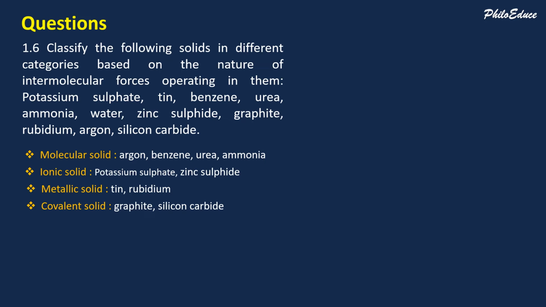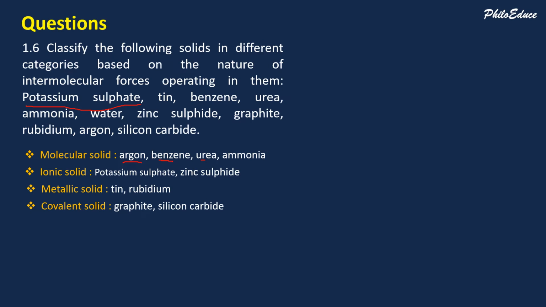In molecular solids, we know that solids like argon, benzene, urea, and ammonia belong to this category, because argon is a non-polar molecule. So it belongs to the non-polar molecular solids. Benzene is a molecular solid, urea is also a molecular solid, and ammonia. In the case of ionic salts, potassium sulfate is an ionic salt. Zinc sulfide is also a salt.